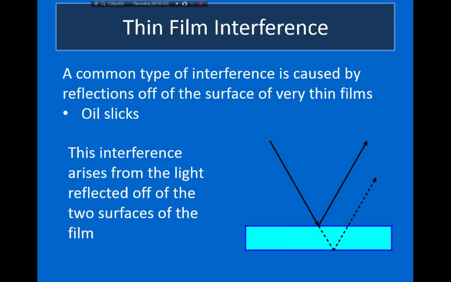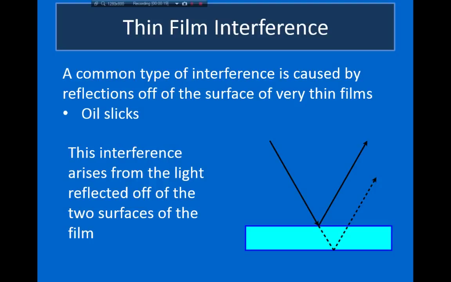Hello and welcome back. In the previous two videos, we discussed the interference that can occur when light passes through a single slit or multiple slits. And in this video, I want to talk about a different type of interference that can occur when light reflects off the two surfaces of a thin film.